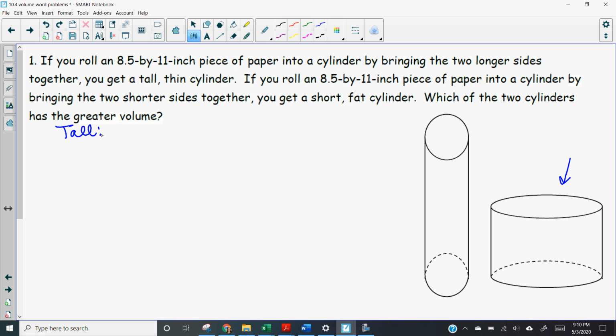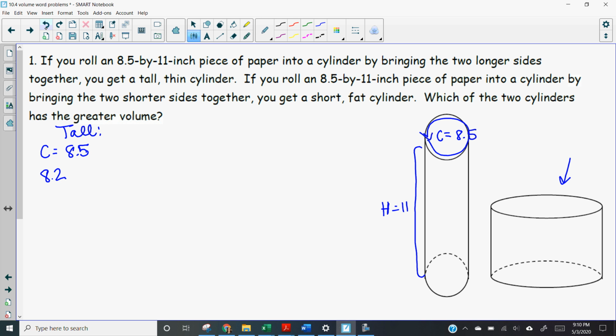If I think about wrapping it that way, I think it's actually easier to think about the height first. This would be 11. That means the 8.5, the other dimension, is wrapped around this way. That's the circumference of that base, which is great, but we need not just the circumference, we need the radius. So we're actually going to start here. So the circumference is 8.5. Okay, so we're going to use that.